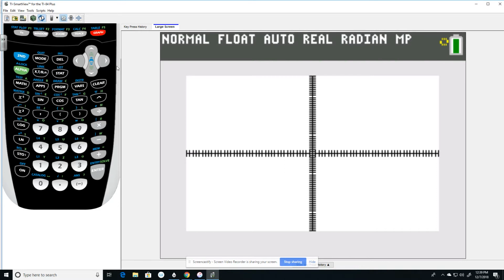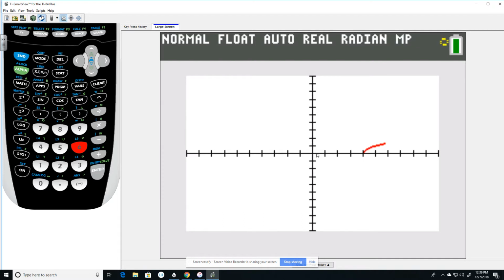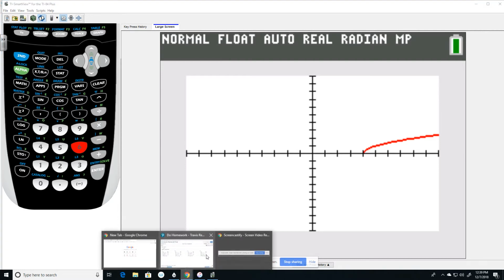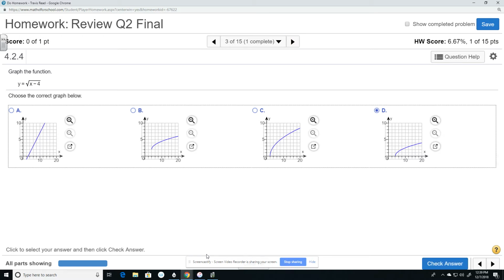So when I graph this, whoops, I'm zoomed out kind of funny. Let me change my zoom a little bit. It shouldn't start at 0. It should start 1, 2, 3, 4 to the right, which it does. So let's find the picture that matches that one. This is a straight line. This one's shifted up. This one is only shifted over 1. D is shifted over 4.